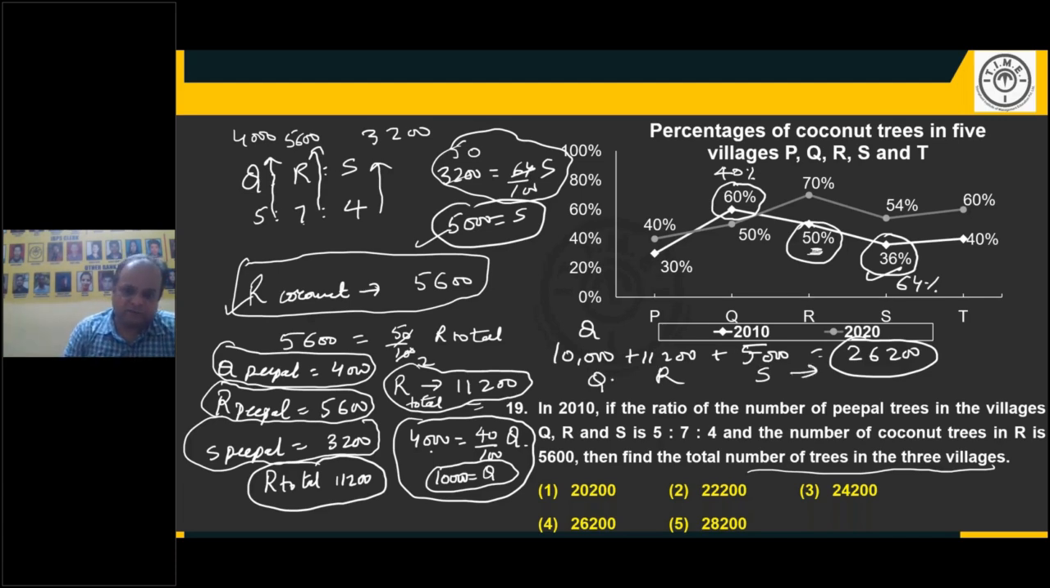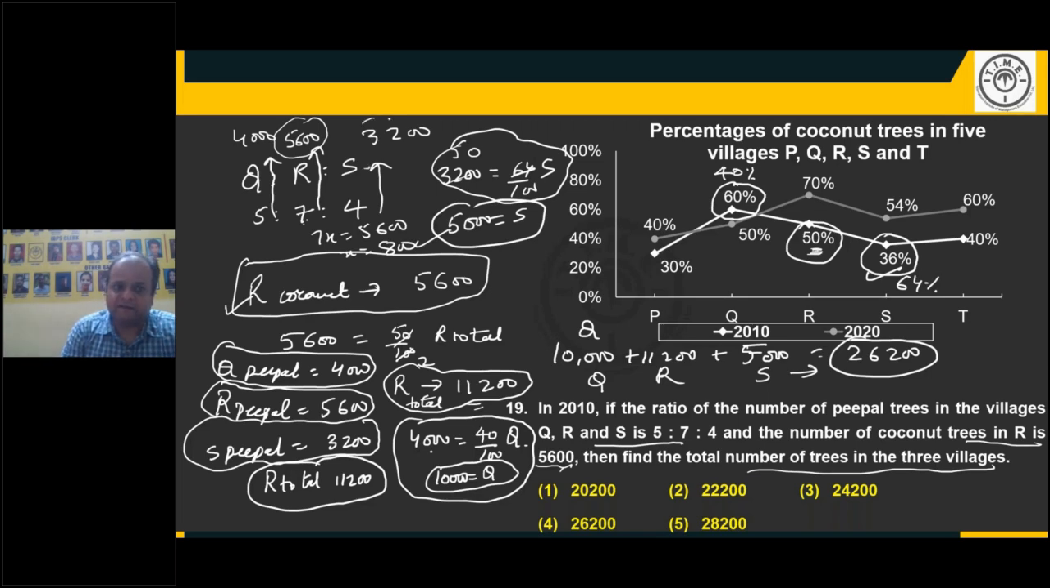So this is a good question because the ratio is for people trees and the value has been provided for R ka coconut trees. From R ke coconut, we find out the total coconut for R as well as the people trees of R. Once people trees of R is provided, and that 7 ka value is 5600, then we can say 5 ka value would be 4000 because they'll remain in the same ratios. Or you can also work it like this: 7x is equal to 5600, so x is equal to 800, so 5x would be 4000, 4x will be 3200.